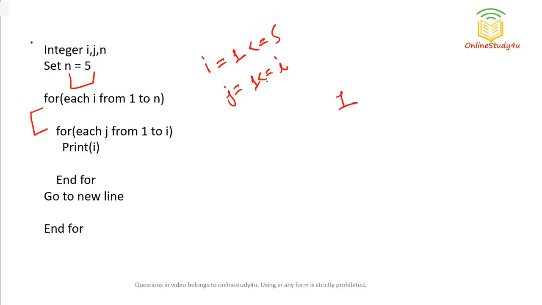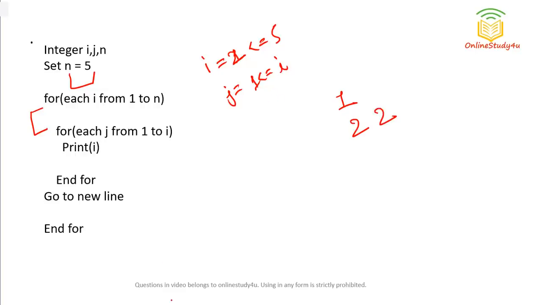Next, the j value will be incremented, so we come out of the inner for loop. The i value will be incremented, that is going to be 2 now. So 2 less than or equal to 5, the condition is true. Now we have 1 less than or equal to 2, so i will be printed, that is 2. Now j will be 2, so 2 less than or equal to 2, the condition is true, so 2 will be printed.